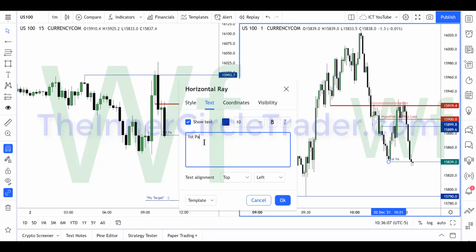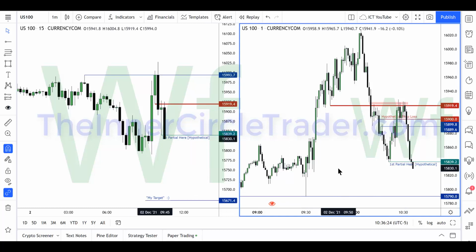Oh, let me fix that right there. All right, and this would be like you would annotate your chart first partial there. And let's put it under. It's going to be a little cramped until I magnify the chart. That's okay, so it'll work. All right, so that would be your partial. So you would be in technically hypothetical profit, and your stop would be at a point where if it comes back and runs on you, you have about 19 handles of profit.